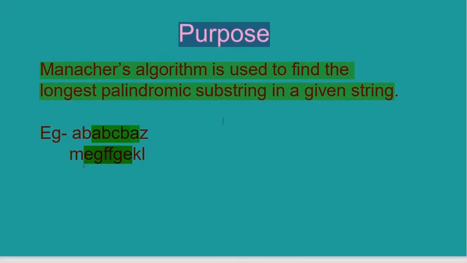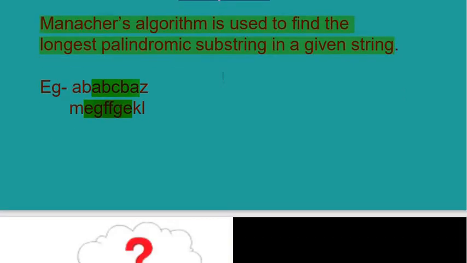In the second string, the maximum length of the longest palindrome is 6. Two more palindromic substrings are also present, of length 2 and 4, here FF or GF.